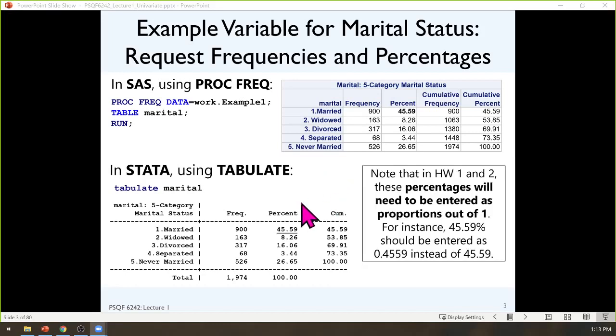Okay, now caveat. I'm pointing at my screen like you know what I'm looking at here. Here's where the big pink mouse is. That's what I'm looking at here. In your homework, if I ask you for the proportion of cases in a given category, you have to convert these percentages to proportions. So that means you would not enter 45.59, you would enter 0.4559.